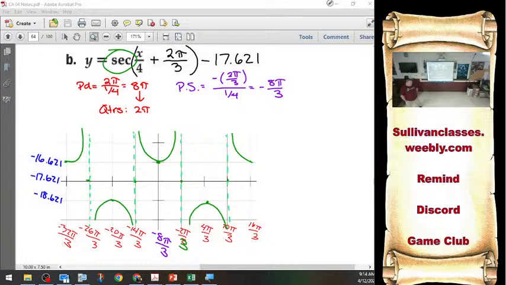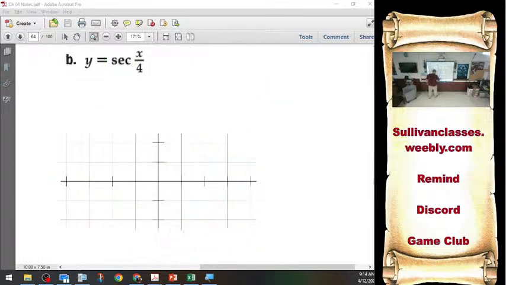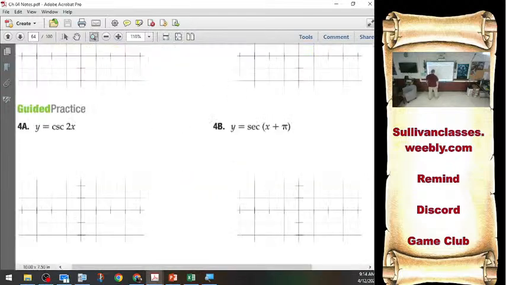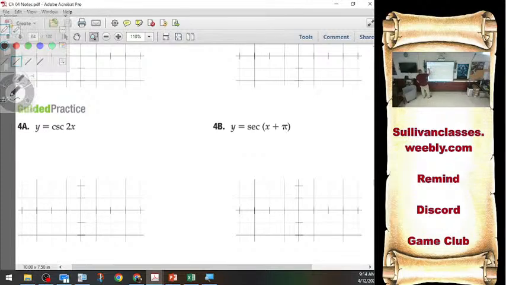Okay, if the amplitude was 1 and then it had a negative for a reflection, then all that means is instead of starting here, I would have started here. So just all of those U's would be flopped. Okay? So, no, that won't do. That won't do.